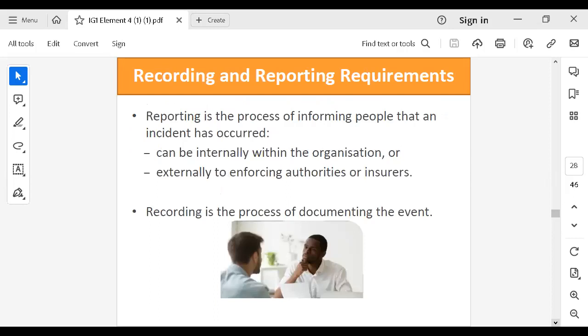Recording and reporting requirements. Reporting is the process of informing people that an incident has occurred in the company. It can be internal within the organization or external to enforcing authorities or insurers. We need to inform the insurance company and the enforcement authority, and internally we need to inform the top management, the middle management, and even the workers. Recording is the process of documenting the events. Recording is very important because in the future we will use this record to provide control measures.